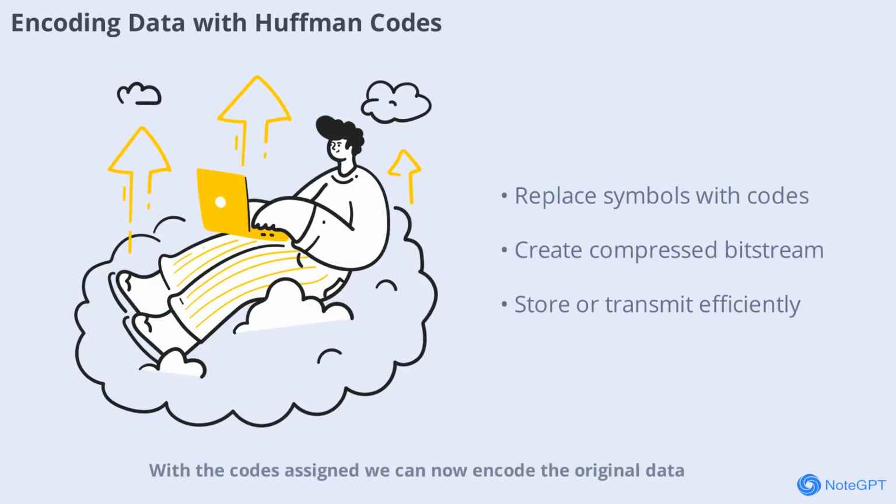With the codes assigned, we can now encode the original data. Each symbol in the data is replaced by its corresponding Huffman code, resulting in a compressed sequence of bits. This new bitstream is usually much shorter than the original, especially when the data has symbols with very different frequencies. The encoded data, along with the Huffman tree or code table, is then stored or transmitted. This step is where the actual compression happens, making files smaller and easier to manage.